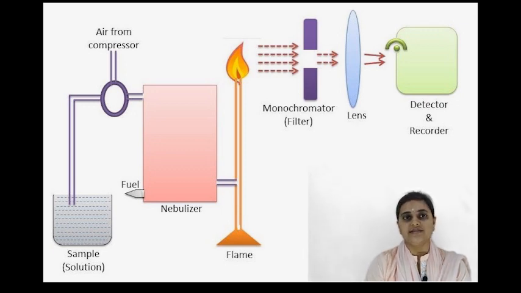What the nebulizer is going to do is send the homogeneous solution into the instrument, or you can say it will maintain a constant flow rate. All the solutions that are going to be measured will be sent in a homogeneous way. Then next comes the optical system.